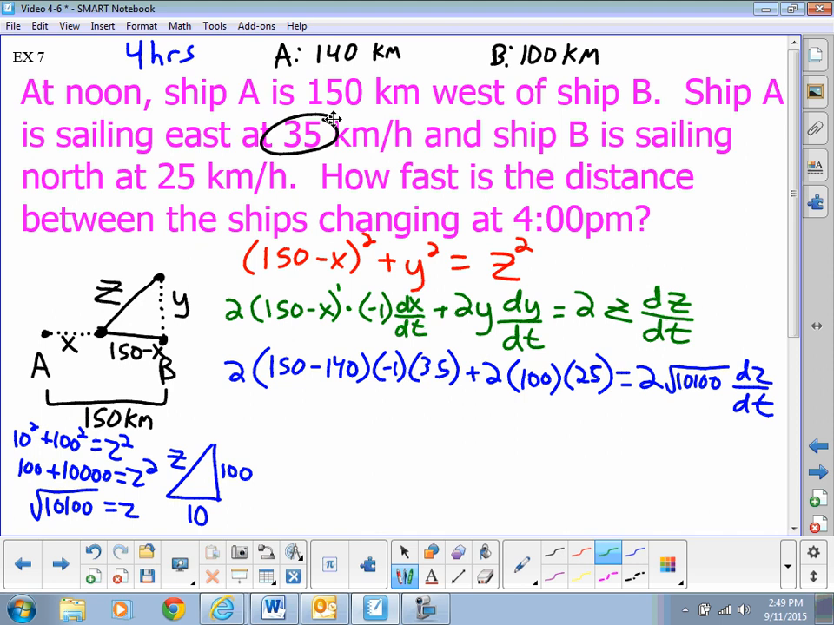Okay, this one's not going to come out nice, so if we punch in the whole left side, divide over the 2 square root of 10,100, we will end up getting approximately 21.39 kilometers per hour for our dz/dt. So at 4 o'clock, that is the rate at which ships A and B are moving apart from one another. We know they are moving apart because that length is increasing.